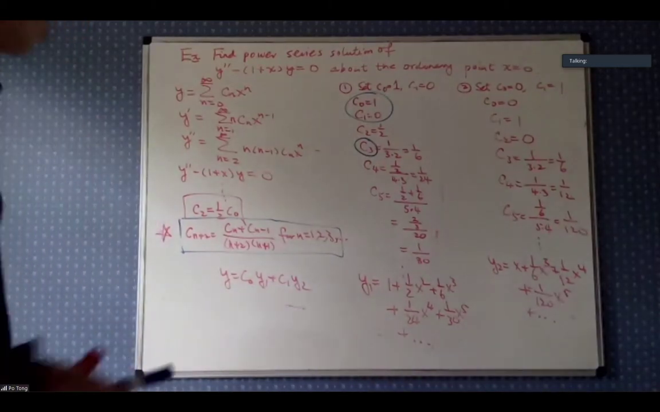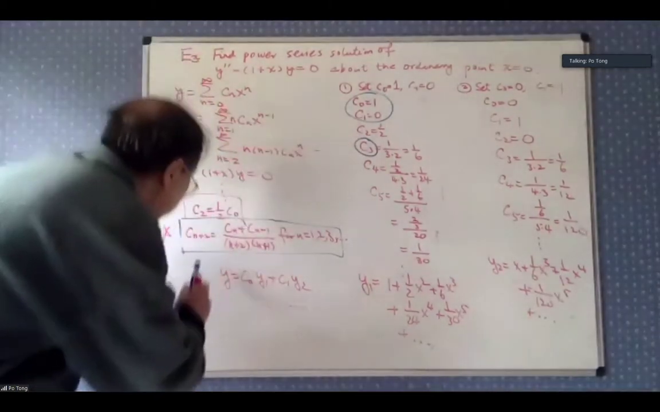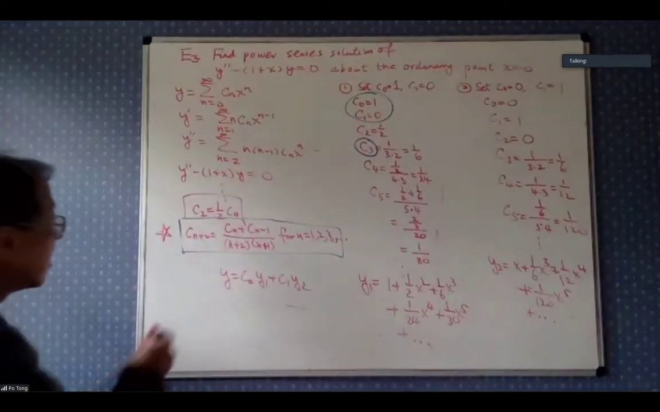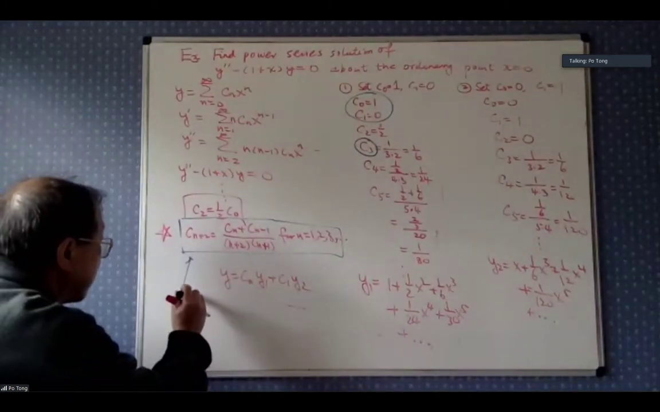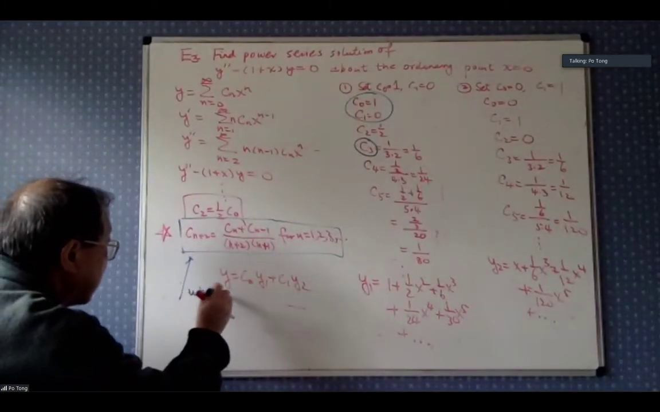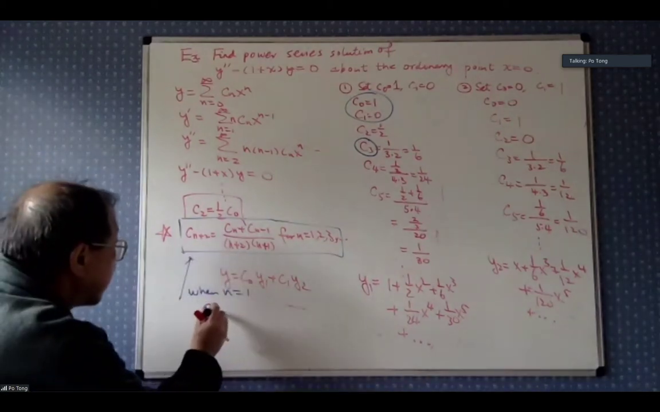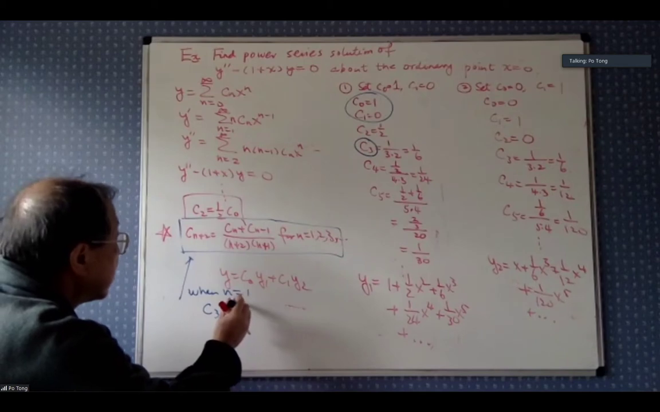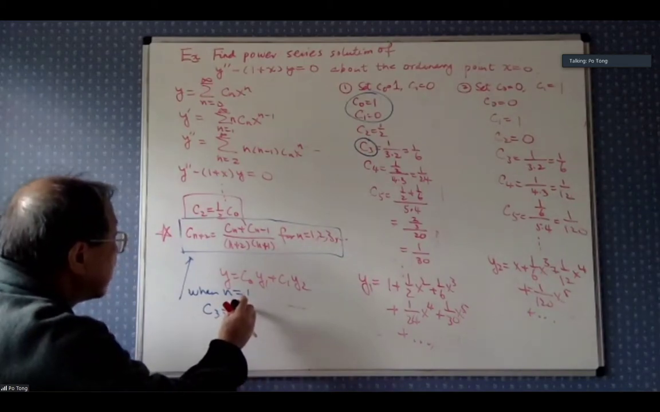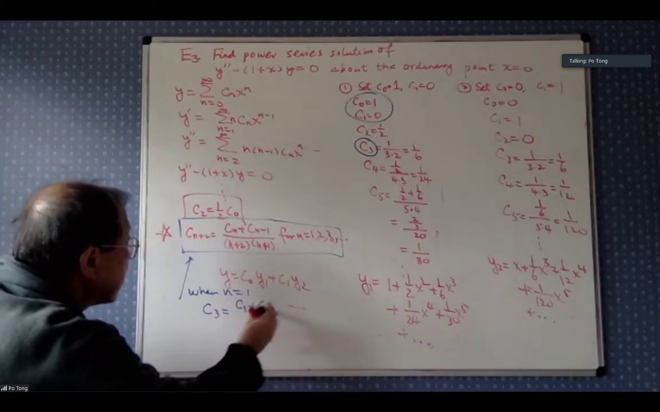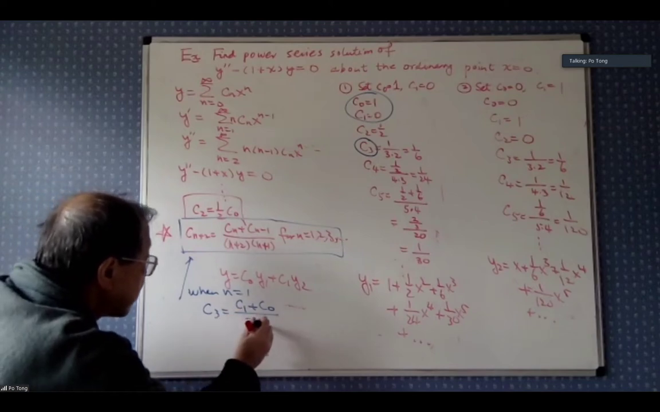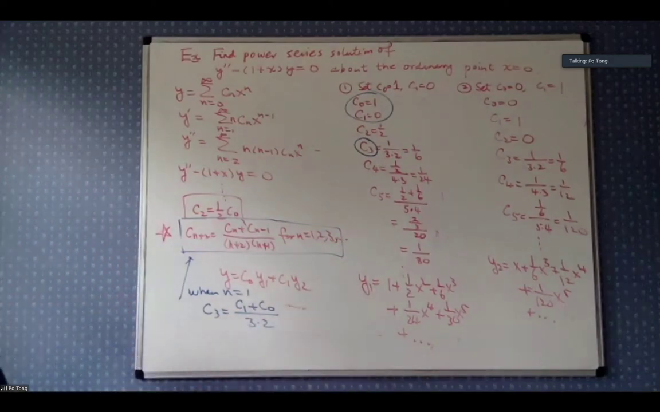Okay. So here n is equal to 1. From here, when n is equal to 1, I have C3 equal to C1 plus C0 divided by 3 times 2. Do you see it now? Yeah, thank you. Got it. You got it now, right? Yeah, it just wasn't clicking.